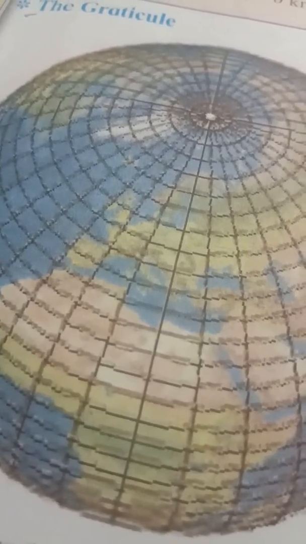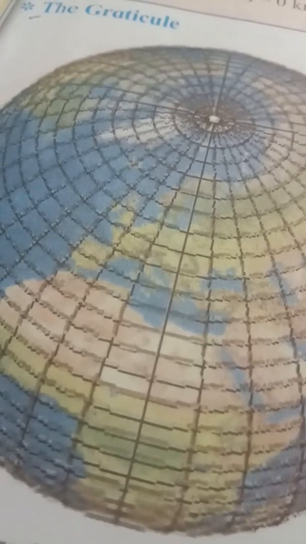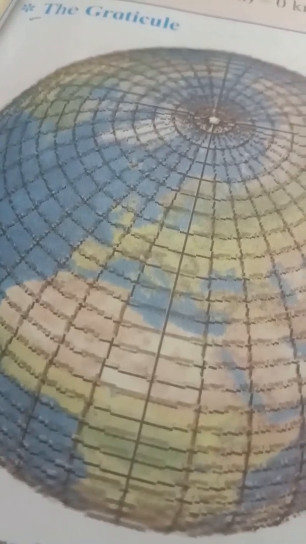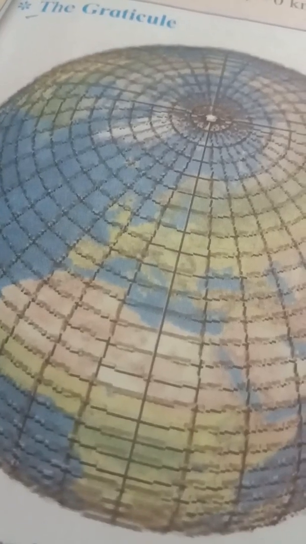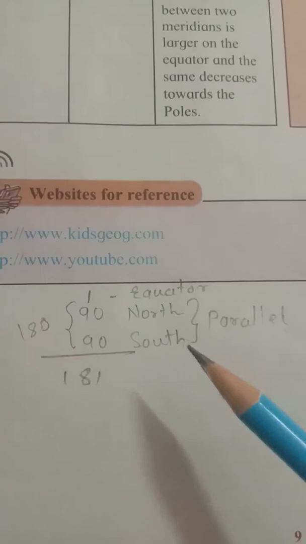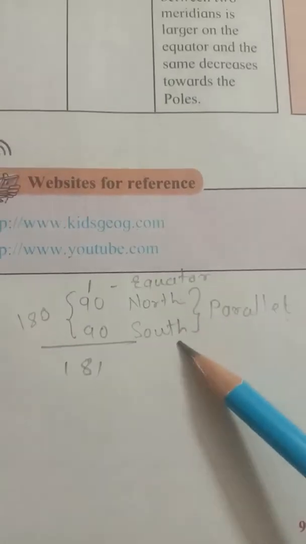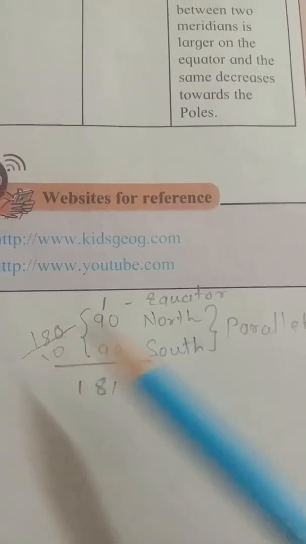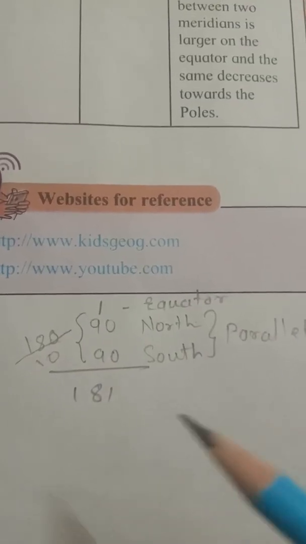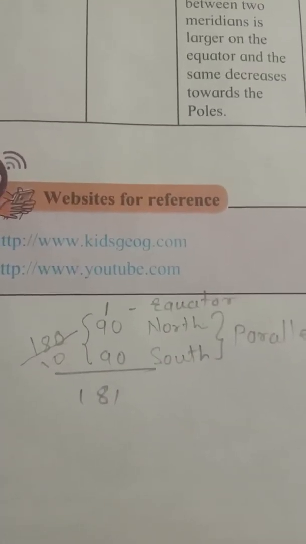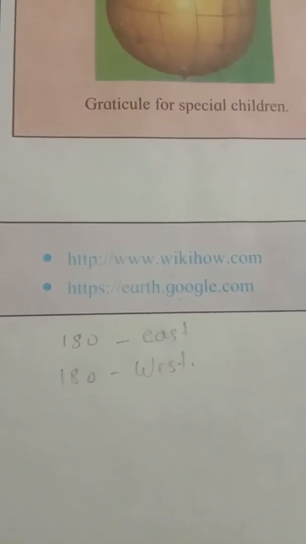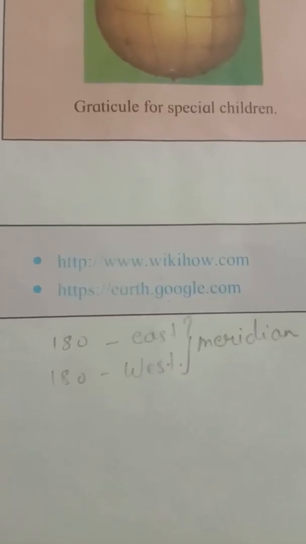Now you have to use your brain power and answer one question in the textbook on page number 7. How many parallels and meridians can be drawn on a globe at an interval of 10 degree? We know that we have 90 parallels in north and 90 in south, total 180. At 10 degree interval, if we take 180 divided by 10, then 0 will get cancelled with 0, that is we can draw 18 parallels. In the same way, we have 180 east meridians and 180 west meridians.